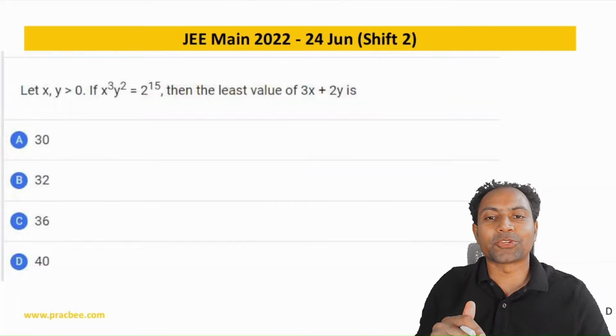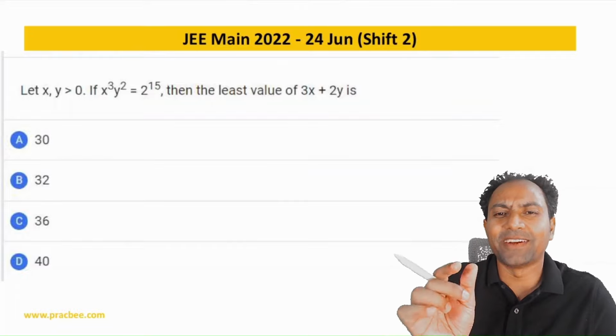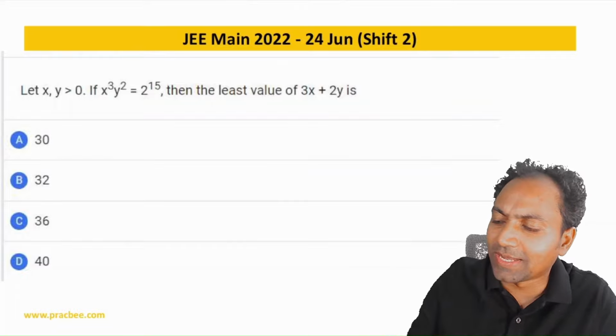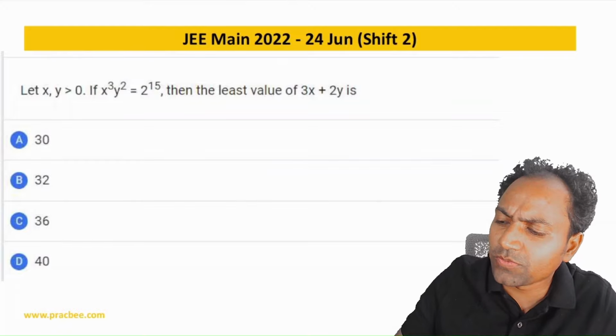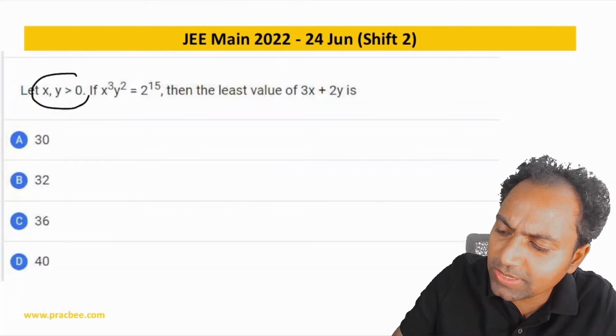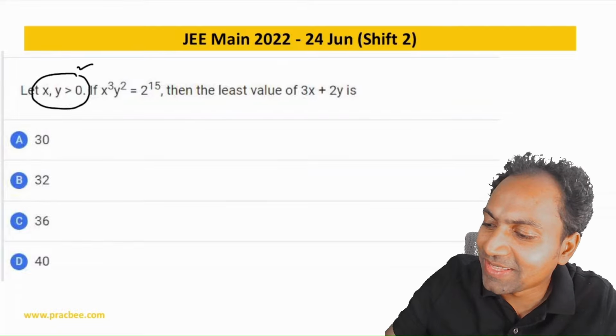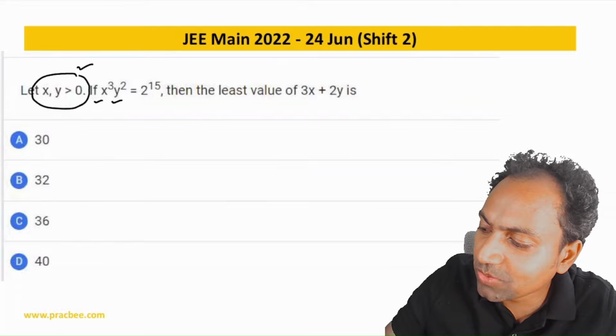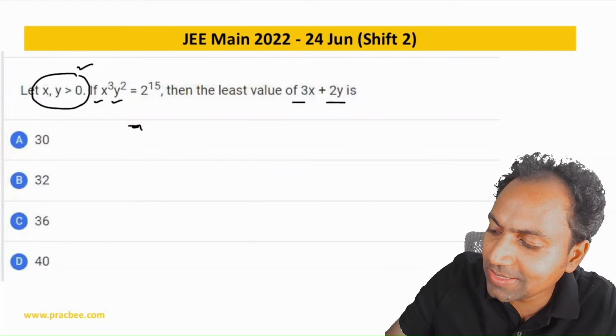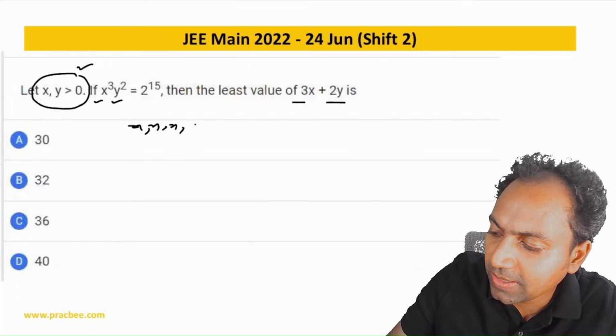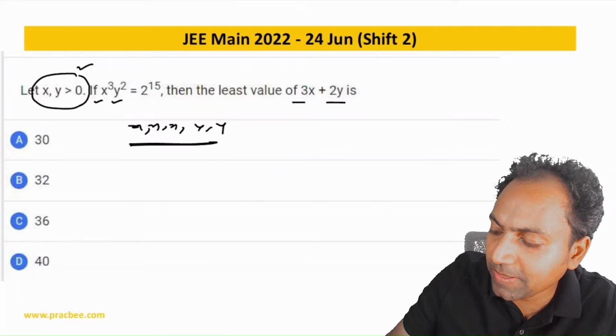Now in this question, they are playing with the same idea but in a slightly different manner. Now let us see that. Now in this question, what they have given is x into y is greater than 0. This is the hint to apply AM is greater than or equal to GM. Now since they are talking about x cube y square, it makes sense that we take 3 x's and 2 y's and then apply AM is greater than or equal to GM.